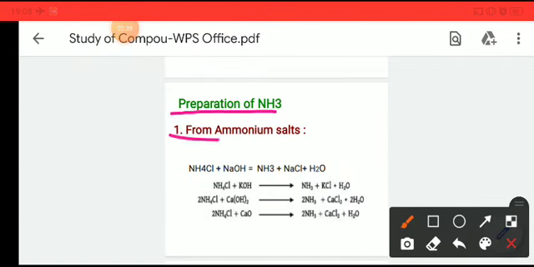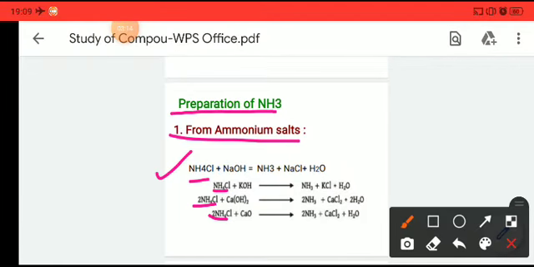Number one, from ammonium salt. As we know, ammonium salt is a derivative of ammonia, so we can produce NH3 from an ammonium salt as well. Whenever an ammonium salt is reacted with a base, here in all four reactions one thing is common, that is NH4Cl, ammonium chloride.